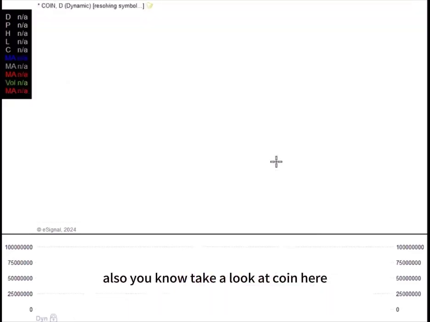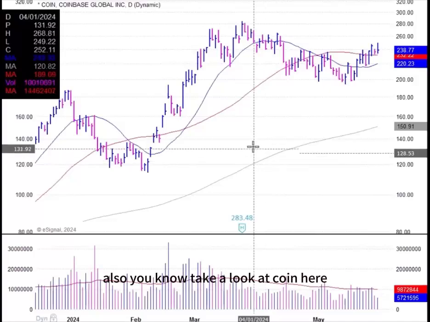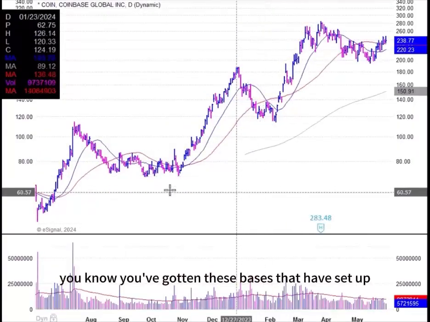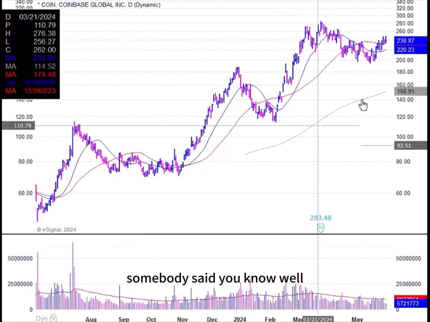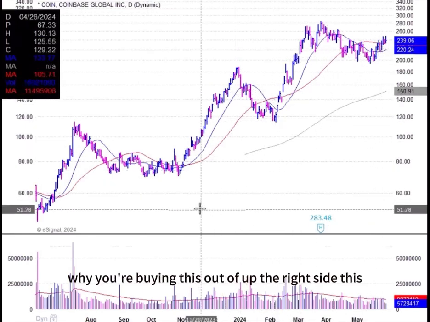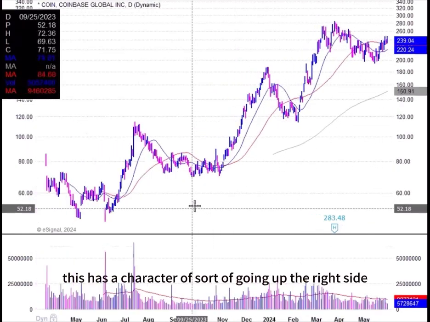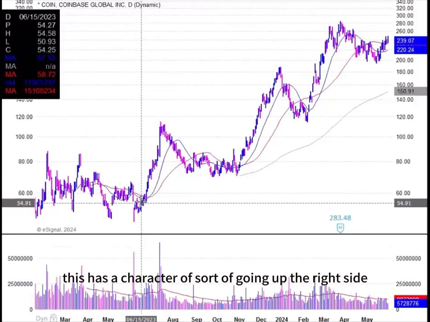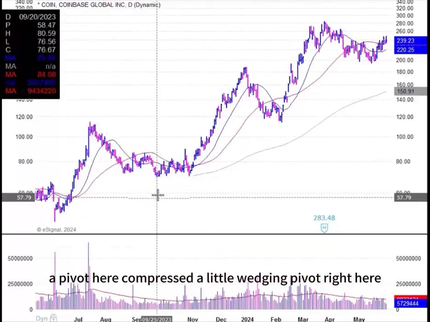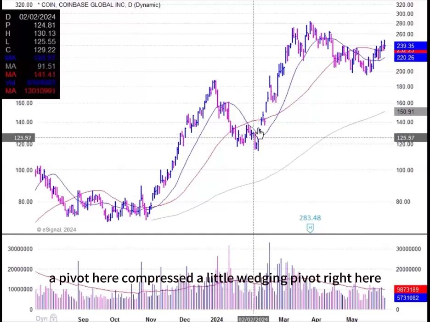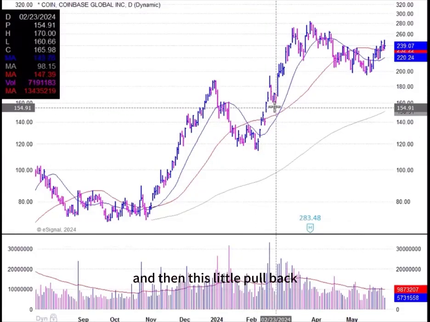Coin also, you take a look at Coin here, you've got these bases that have set up, but each time, and I know some might have said, well, why are you buying this out of the right side? This has a character of going up the right side. Look here, without setting a pivot. Here, compressed, a little wedging pivot. Right here, none at all, really. And then this little pullback.